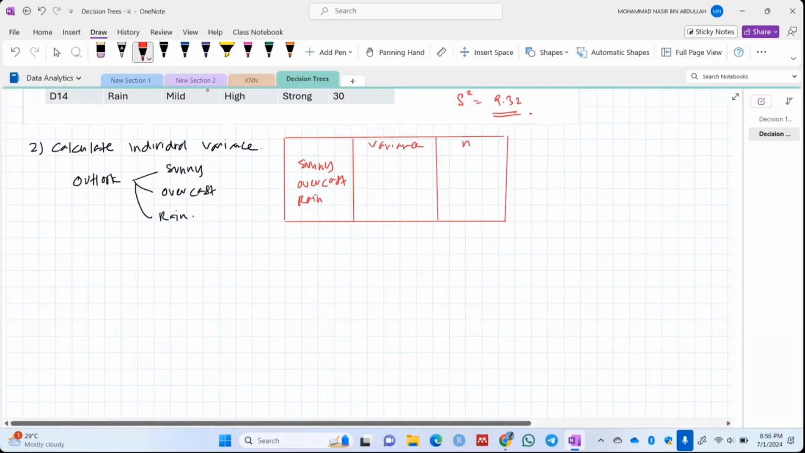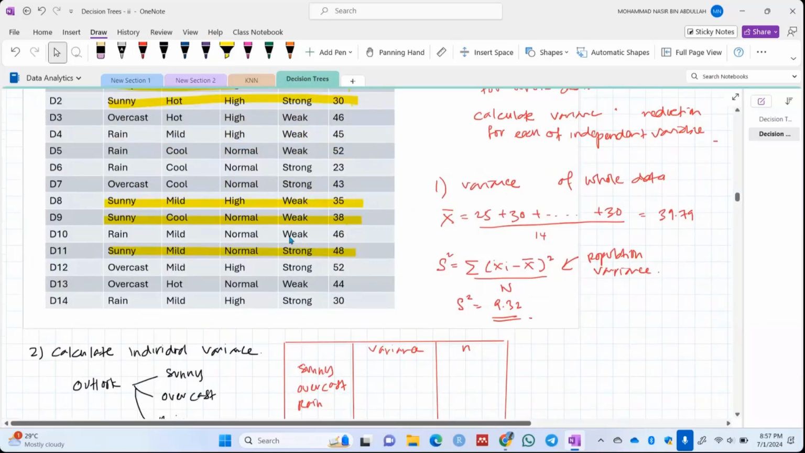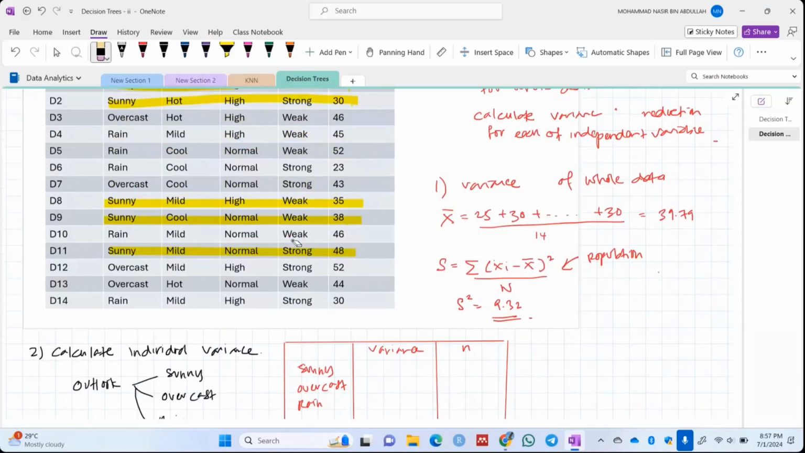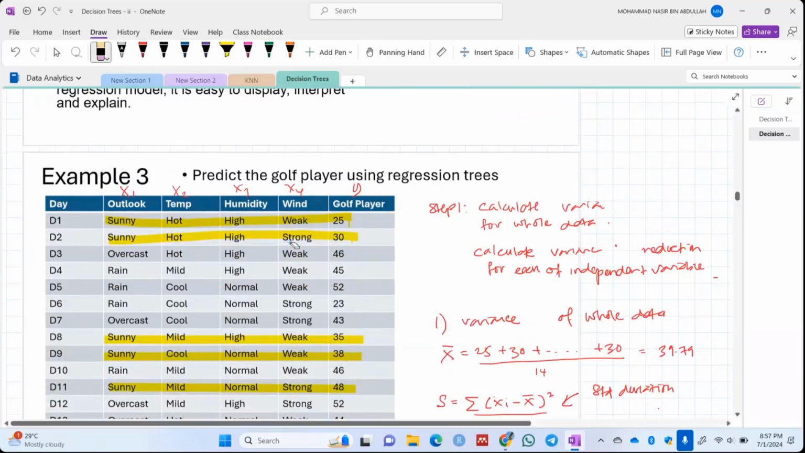Right. For variance, wait, this is not variance. Sorry, this is standard deviation, betul lah. Boleh buat correction balik. This is standard deviation, not variance. We will calculate standard deviation. Actually, we should calculate variance, but basically it's the same. We will give the same result lah. This is standard deviation.